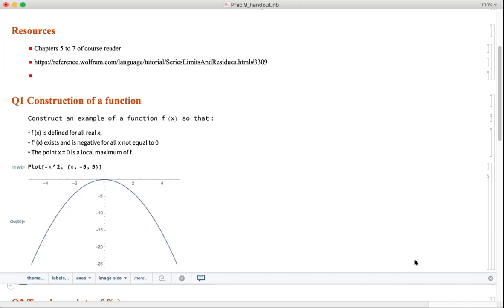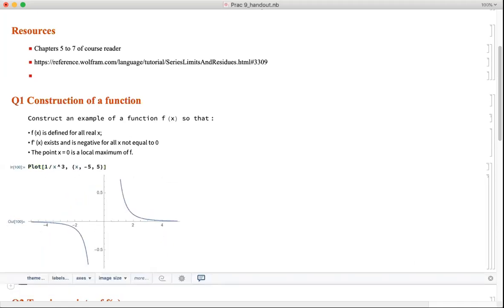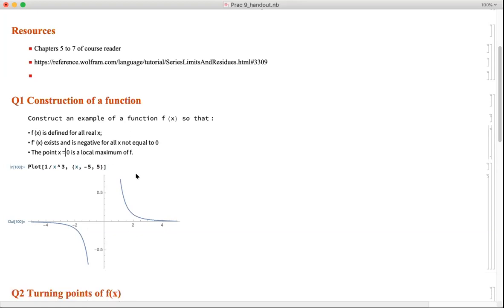So thanks, so 1 over x cubed. And does that satisfy the condition that x equals 0 is the local maximum? Yes or no? Or did you say yes, it does satisfy the third condition? Okay, good try. I'm sure you can come up with something. I'll give a hint. Can you think of piecewise functions?